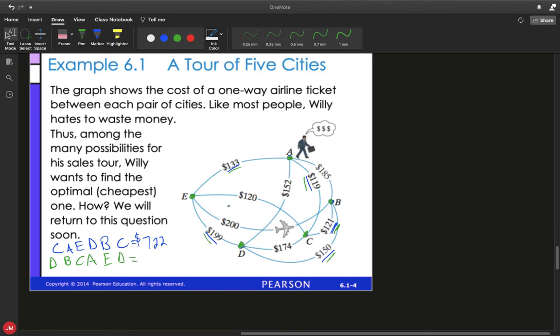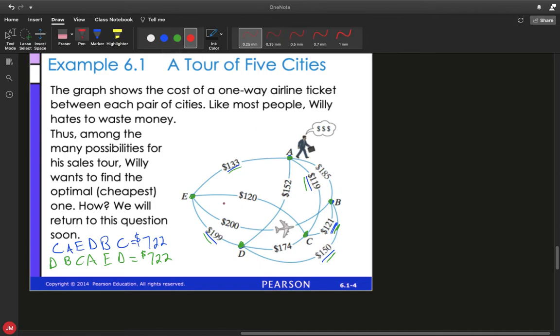All right, so let's calculate the cost. From D to B, that's 150. B to C is 121. C to A, 119. A to E, 133. And E to D, 199. That gives us a total cost, once again, of $722. In fact, once again, that was the exact same circuit. It just depends on how you want to start it.